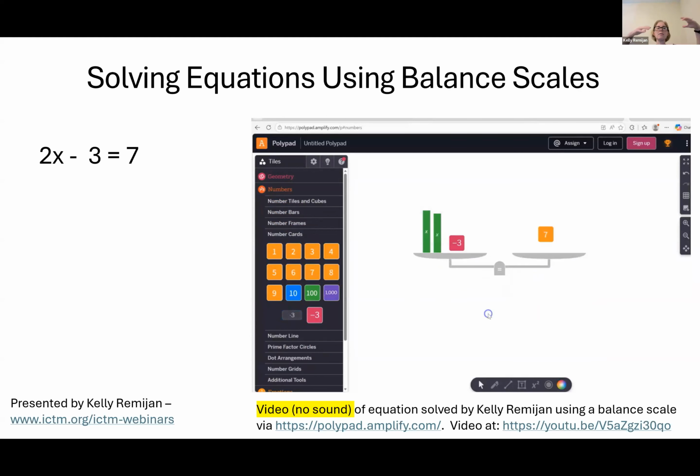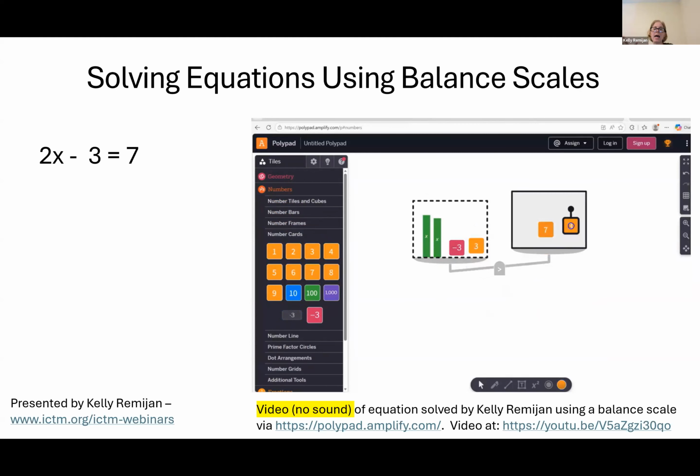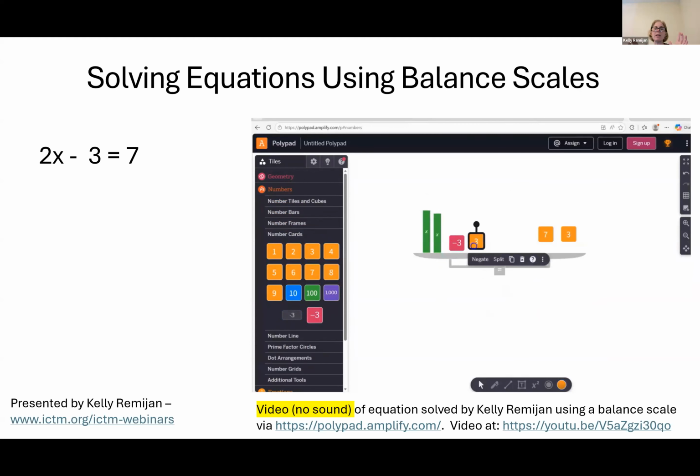And so now you can kind of see, okay, if I add 3 to one side, I got to add 3 to the other. Oh, wait a minute, that's 0. And 7 plus 3 is really the same thing as 10. So, well, wait a minute. If I have 2 X's and 2 X's equals 10, well, 1 X is really the same thing as 5.